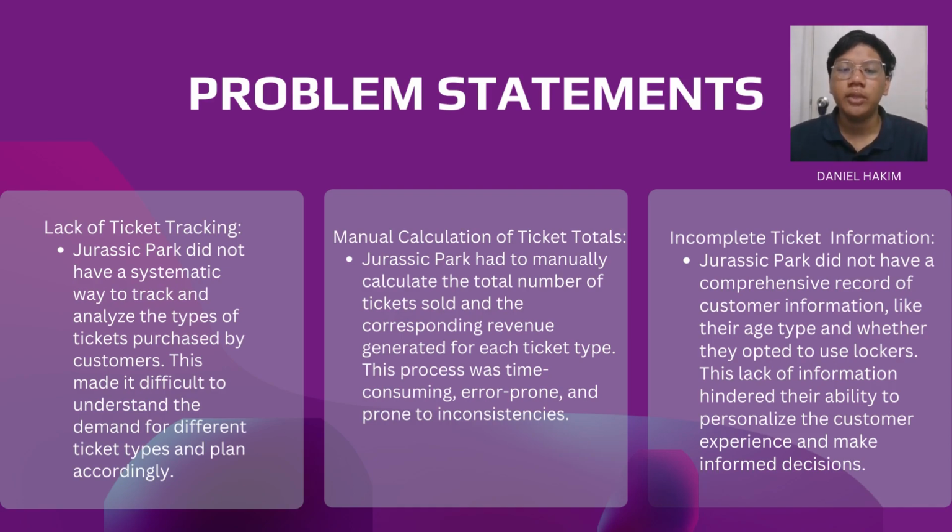Next is manual calculation of ticket totals. Jurassic Park had to manually calculate the total number of tickets sold and the corresponding revenue generated for each ticket type. This process was time-consuming, error-prone, and prone to inconsistency. That's why we need the code.